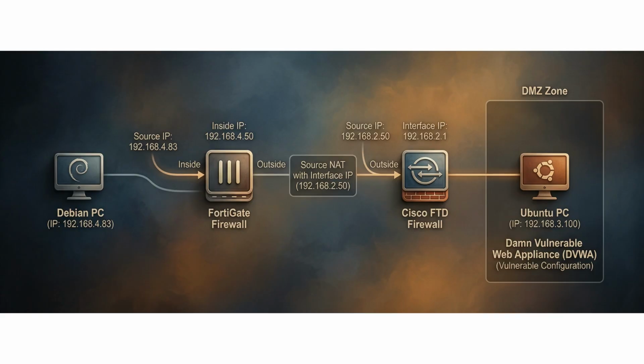The destination is our attacker Ubuntu server at 192.168.3.100. This server hosts the DVWA, or Damn Vulnerable Web Application, a specialized environment specifically configured with security flaws for our testing and demonstration purposes.